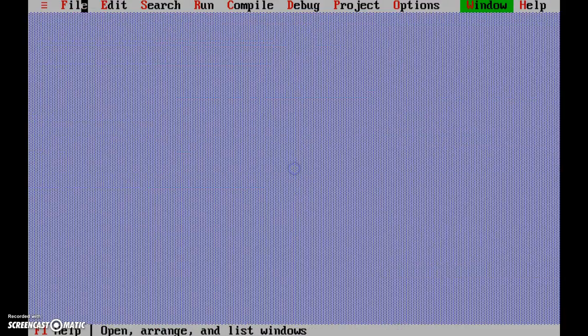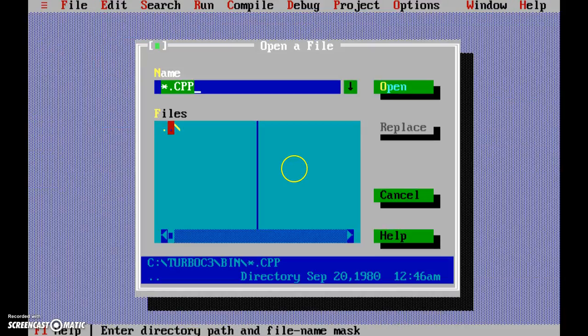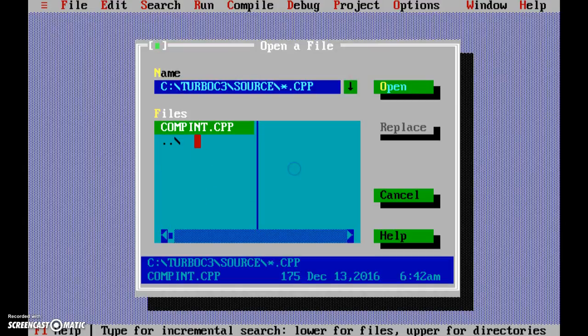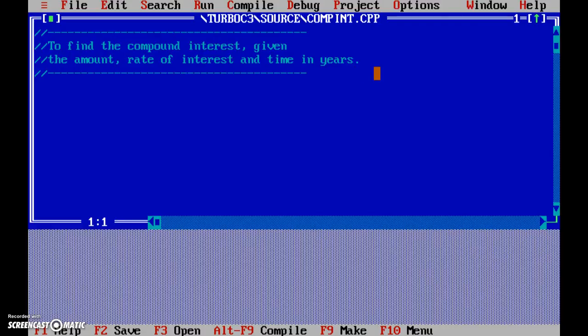Okay, now let's look at the next problem that we need to address. To find the compound interest given the amount, rate of interest and time in years. Basically, compound interest can be calculated in two different ways. One is by directly using the formula, or by using the simple interest formula and setting it up in a loop, so that for every year the simple interest is calculated and added to the original amount, so that the interest can be calculated for the next year.